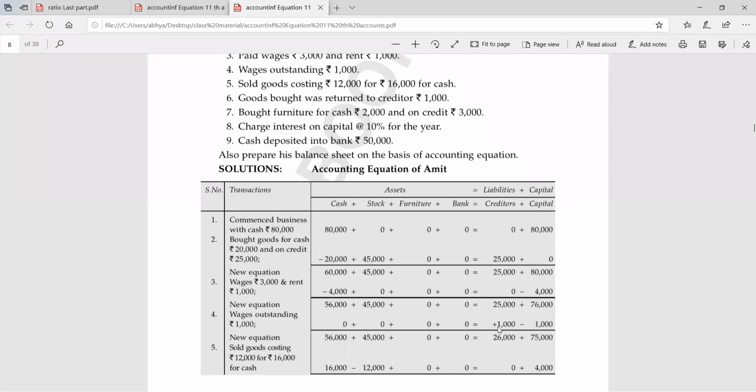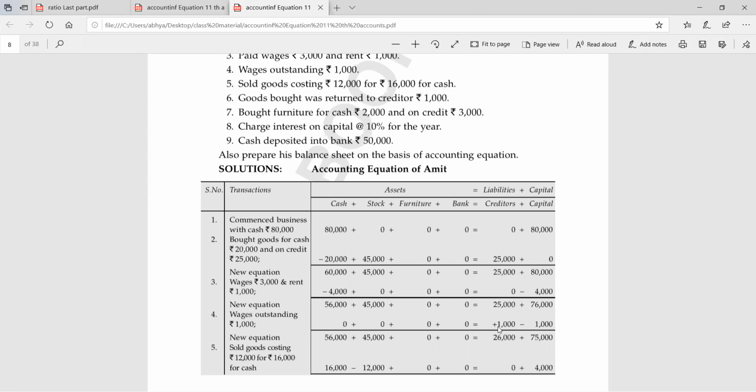So how will it be affecting? You can write down the rule. Whenever there is an expense, whether it is paid or not paid, paid means cash is affected, and not paid means liability is affected, but the same effect will be there on capital. If the expense is paid, then it is deducted from capital. If it is not paid but it's your liability, so you are supposed to pay it, then it is also deducted from capital. So you can make this rule that expenses are always deducted from capital, whether it is paid or not paid.